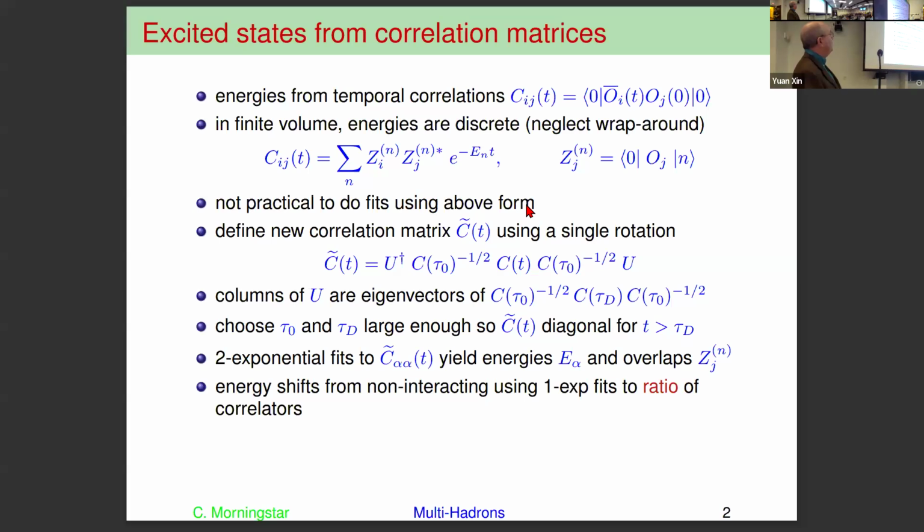Now it's impractical to do fits to this form, and so typically to pull out some number of lowest lying energies, we do a very particular rotation of the matrix that diagonalizes it as much as possible. And then typically we do single exponential or two exponential fits, sometimes even more if we put in some Bayesian priors, to extract these energies.